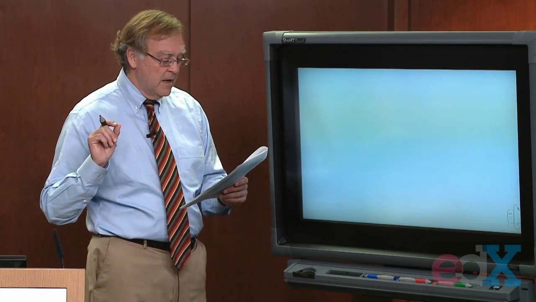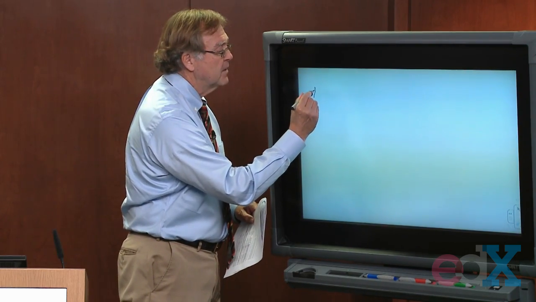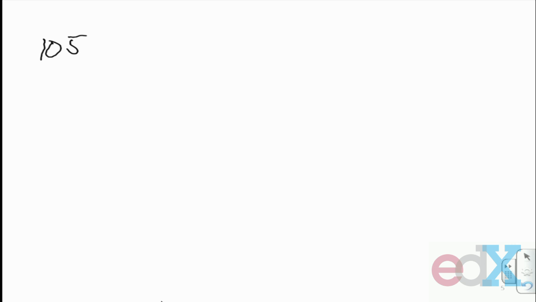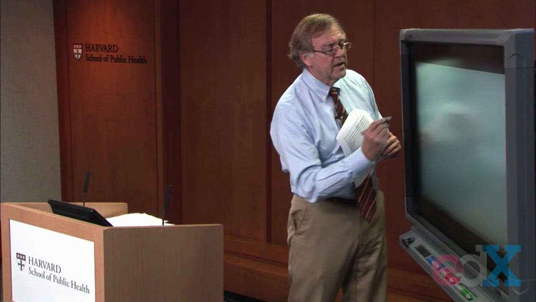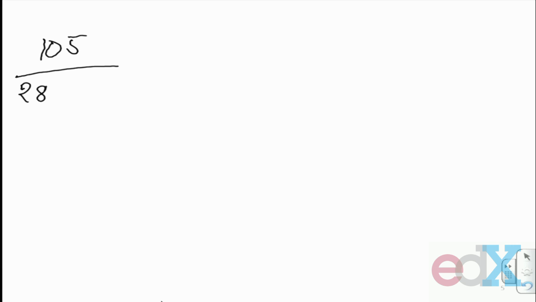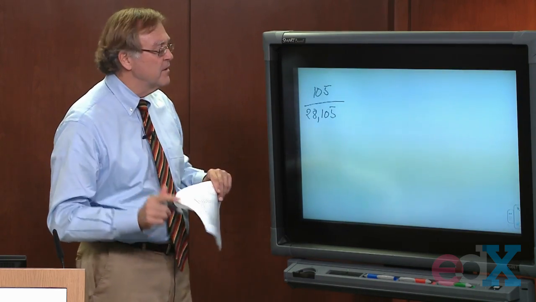In people with HIV, overall, there were 105 new cases of diabetes, and this was in 3,500 people, but those 3,500 people had 28,105 person years of follow-up. So 28,000 individual years for these people.